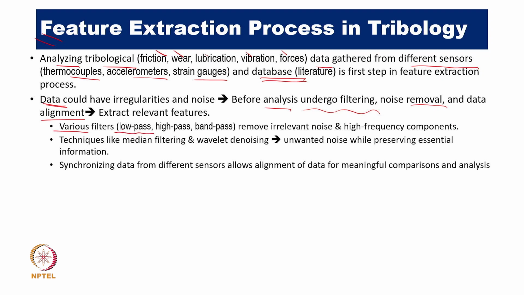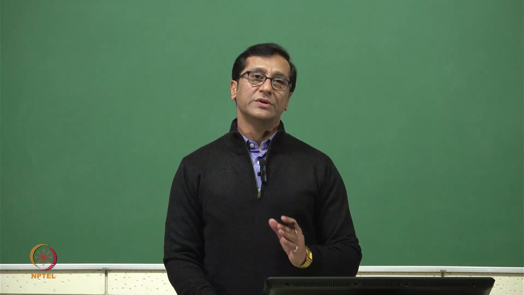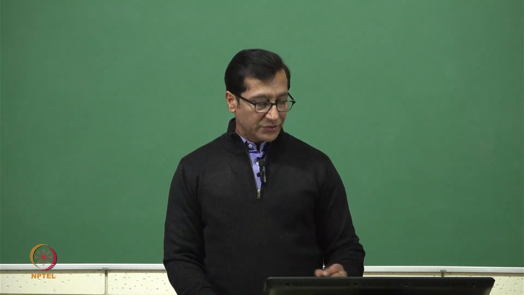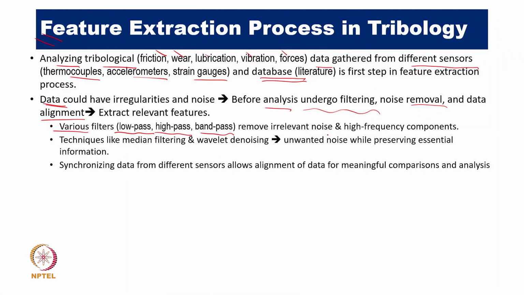Sometimes we use a low pass filter, sometimes a high pass filter and a band pass filter. Particularly, these are the frequency domain filters. We try to isolate the high frequency, low frequency, or band pass frequency, so that whatever relevant feature we want, we can extract that.